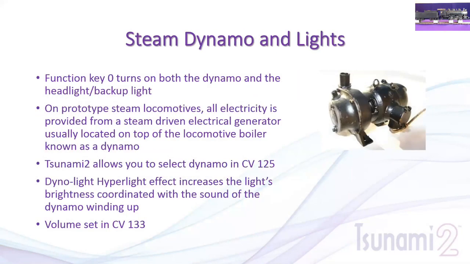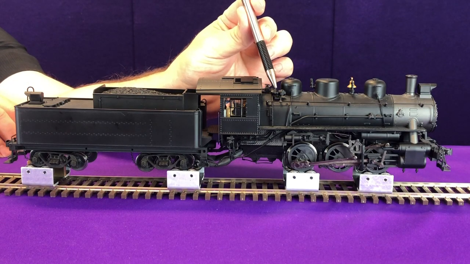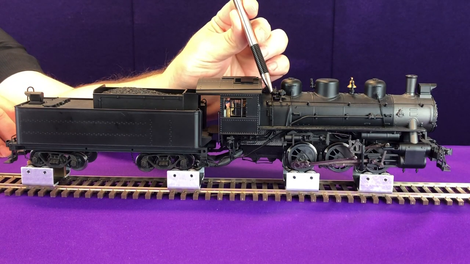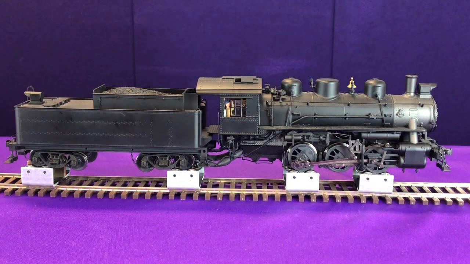Next up is our Dynamo. The Dynamo is our steam-driven electric generator that sits on top of the model. Let me show it to you here on this locomotive. You can see the Dynamo sits right in here. This steam-driven electric generator applies electrical power to things like the headlights. It's applied with the F0 key, so when I turn on the F0, it turns on the headlight, but you'll also hear the Dynamo spool up.